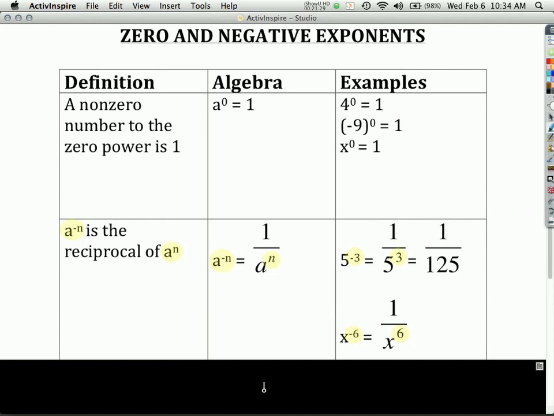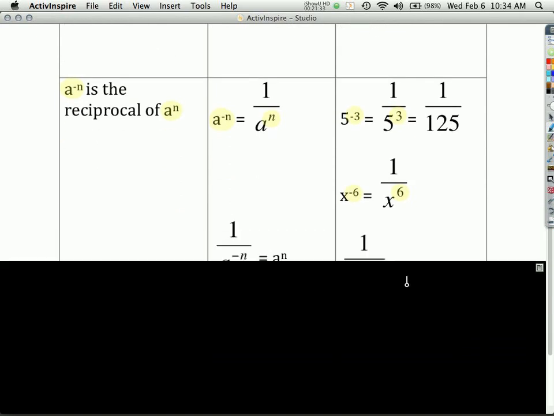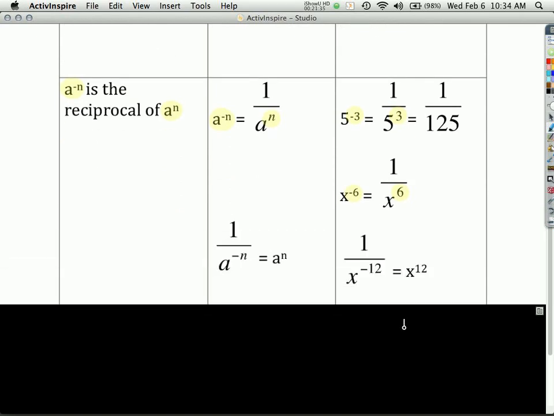Here's where things are going to get even more challenging. What if you have a negative exponent on the bottom to begin with? 1 over a to the negative n. That means the reciprocal of this whole expression. So you flip it, and you drop the negative.